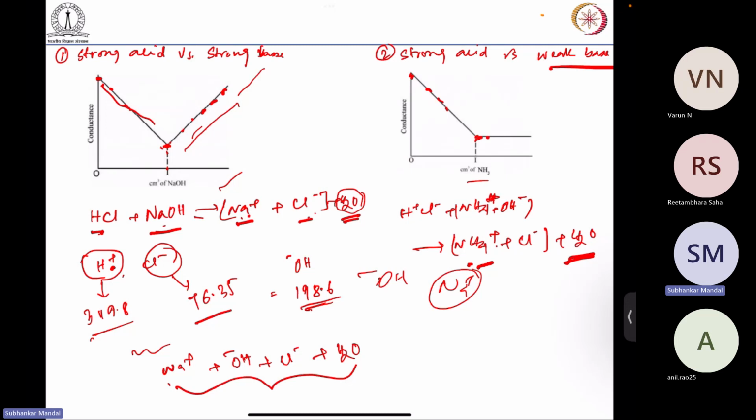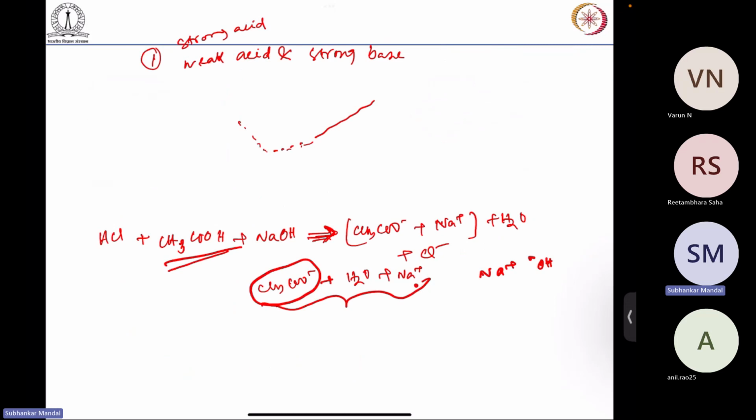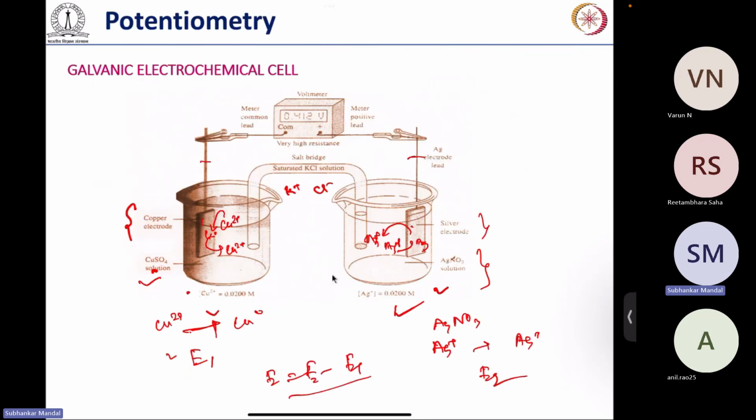And for strong acid versus weak base also we have discussed how and why it is happening, and the different concentrations and conductivity. So these things we have discussed. I think we can go to the next topic.